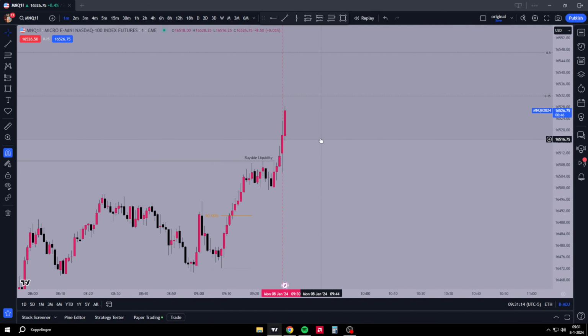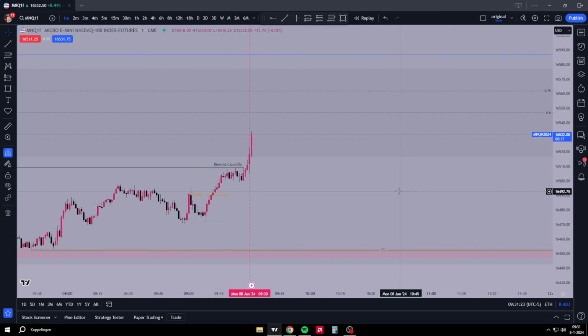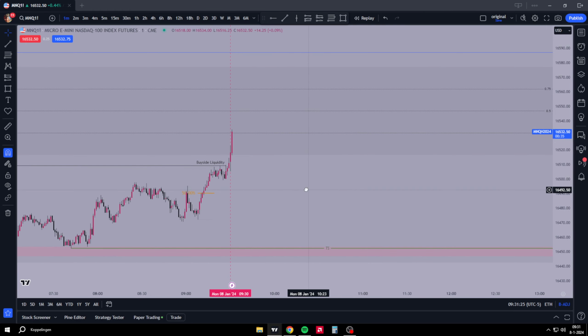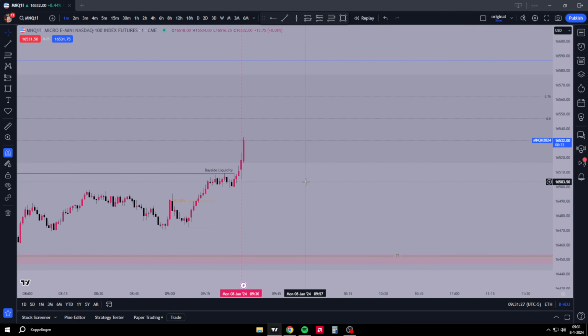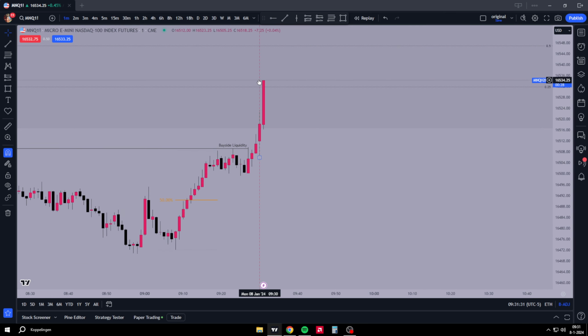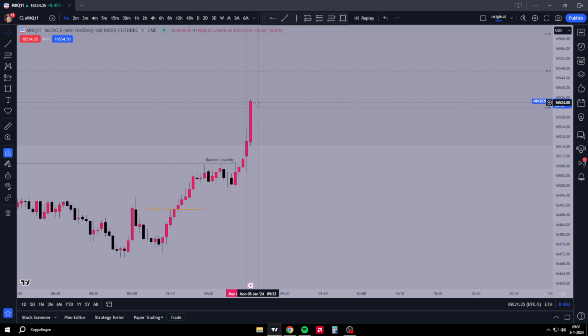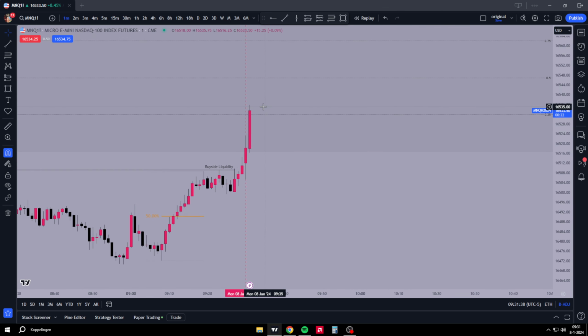Alright, so we're going higher. We're reaching up into the first quadrant. So a little bit more. Yeah, alright, so we pushed up into the first quadrant. Let's see if we go any higher than this. Accumulation, manipulation, distribution. Alright, we go higher. Let's see if we get more push to the upside.